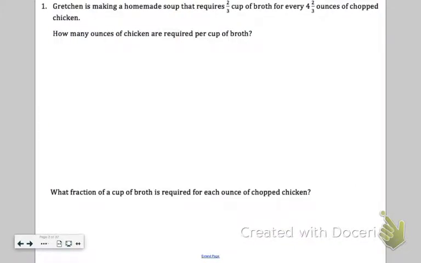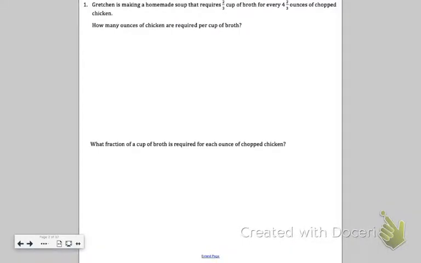So it says, Gretchen is making homemade soup that requires 2/3 a cup of broth for every 4 2/3 ounces of chopped chicken. I want to know how many ounces of chicken are required per cup of broth. Remember, when we're looking at these unit rate problems, it's really important to pay attention to the order. So here it says how many ounces of chicken are required per cup of broth. So what we're looking for is ounces of chicken divided by cups of broth, or ounces of chicken in my numerator, and cups of broth in my denominator.